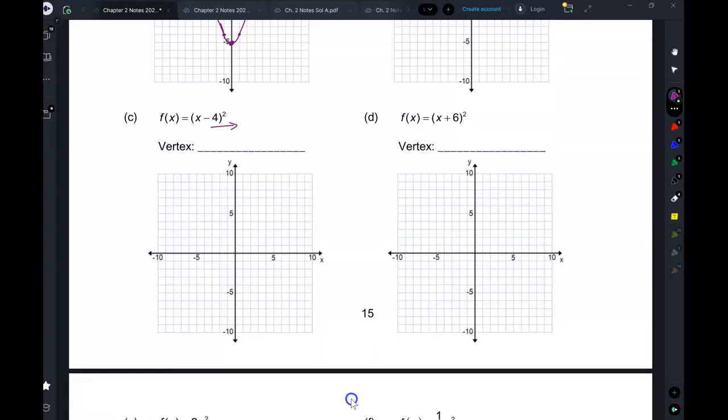Okay. This one, where does that 4 move the parabola? To the right 4. So what's the new vertex now? 4, comma, 0. So I go to 4, put my vertex. Okay. I go over 1, up 1. Over 2, up 4. Now I'm going to mirror to the other side, right? Remember, the line of symmetry is at the vertex. So I want to mirror it around that line of symmetry.